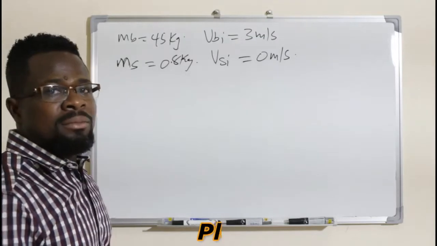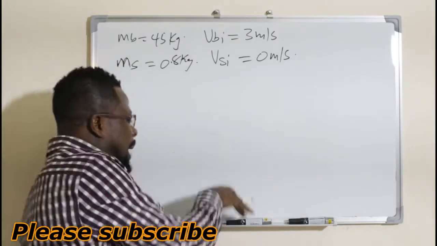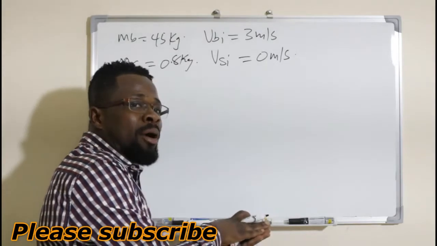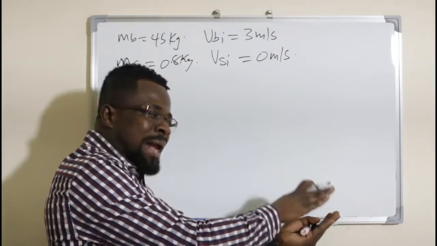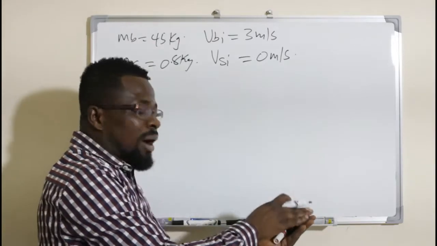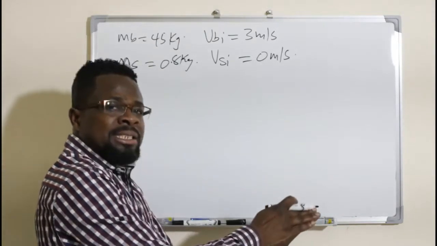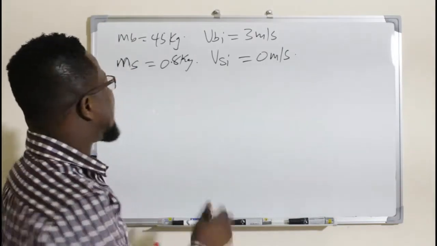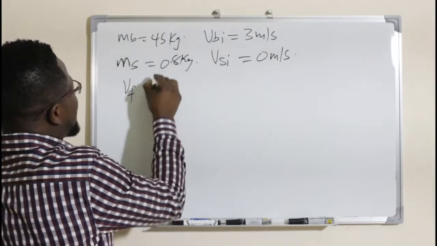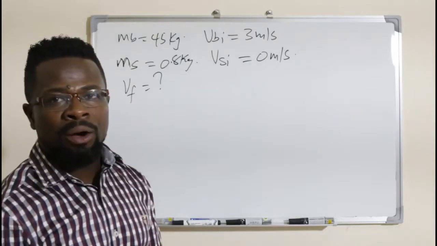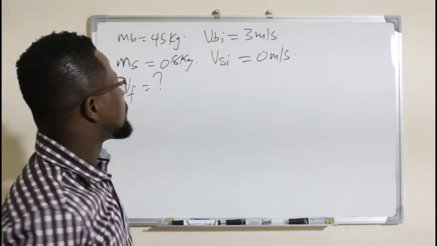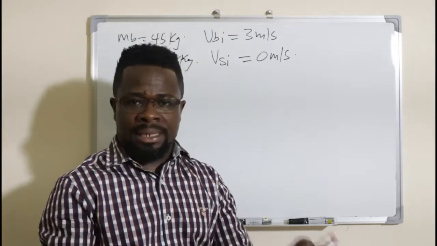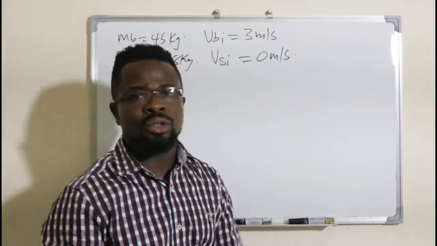Now let's check. Immediately the boy jumped on the skateboard, the boy and the skateboard move together as one component. Because they are moving together as one unit, they are going to have a common velocity, which means that their final velocity is going to be common. And that is the one that we are looking for. Let's state the law of conservation of momentum, and then we are going to solve from there.